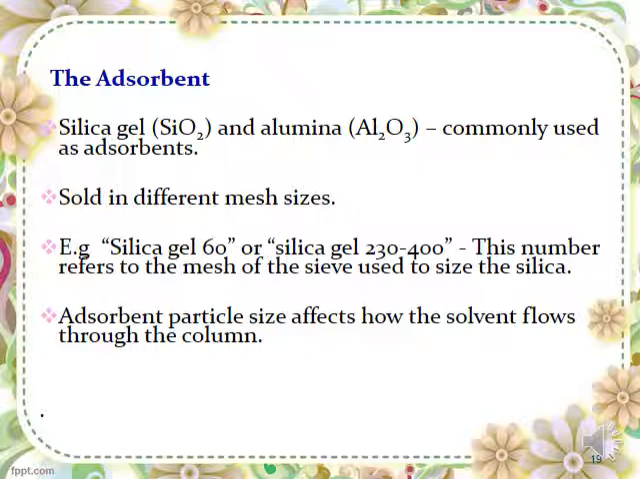So the stationary phase for column chromatography is either silica gel or alumina. They are sold in different mesh sizes, for example, silica gel 60 or silica gel 230 to 400. The number refers to the mesh of the sieve used to size the silica. So 60 will be larger compared to 230 to 400. So the latter will be more packed because the particle size is smaller, which means the separation will take longer.